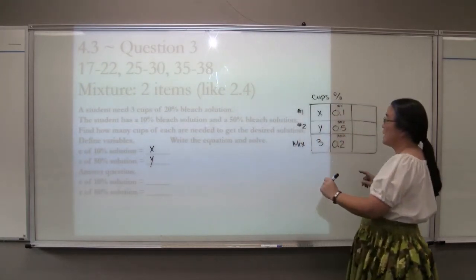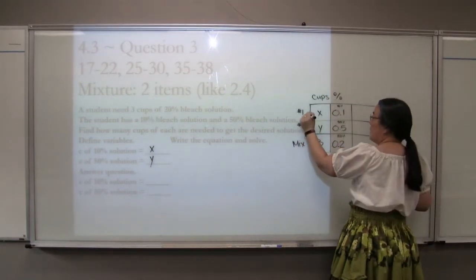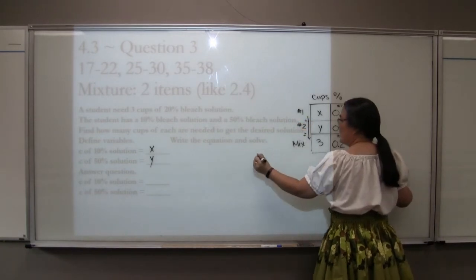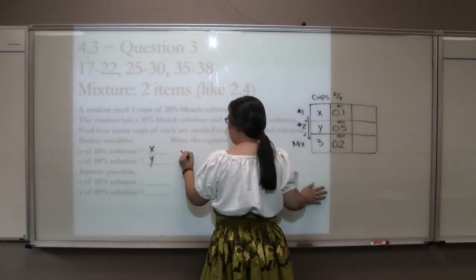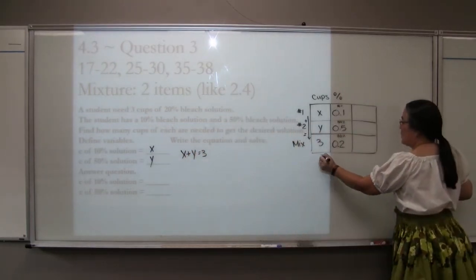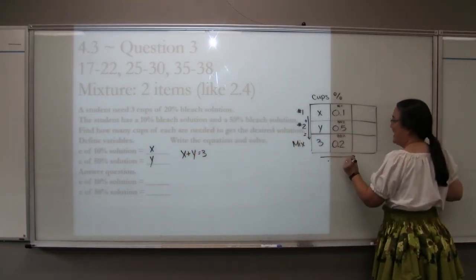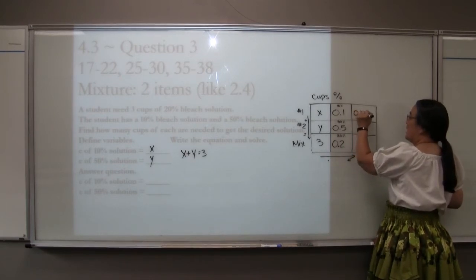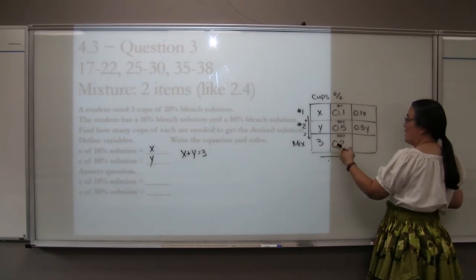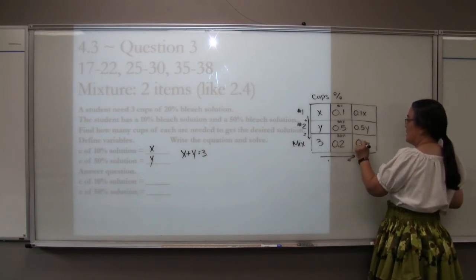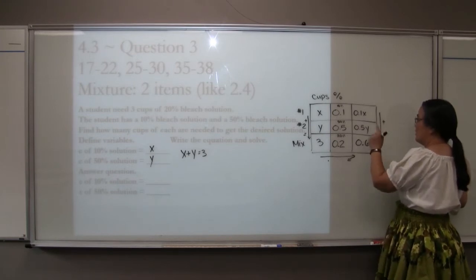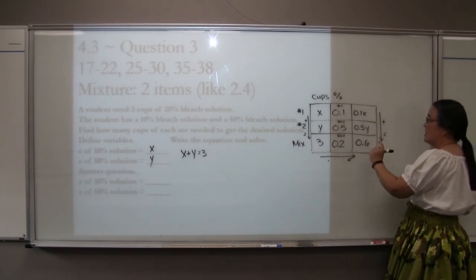10% and 50% solution. If you remember, going down, we added. That gives us an equation that says x plus y equals 3. As we go across, we multiply. And that gives us 0.1x, 0.5y, and 3 times 0.2 gives me 0.6. And as we go down, we add to equal this, and this is our other equation.